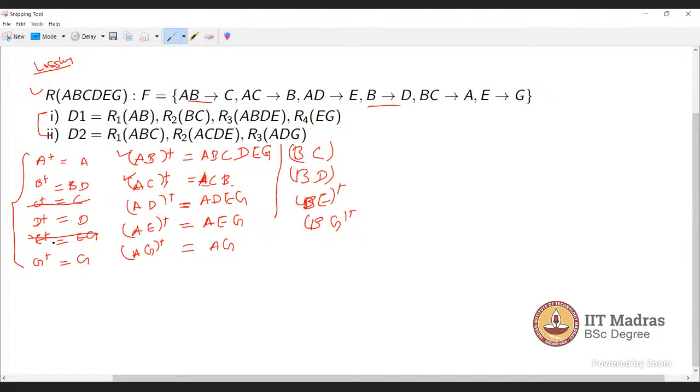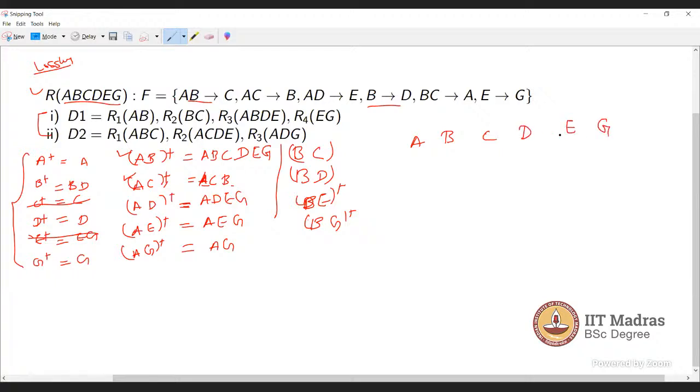Right, yes, we can find. Only these are left, I think so. Yes, sir. A, B, D, G. Sir, you can write also. Sir, you write all the attributes present first: A, B, C, D, E, G.